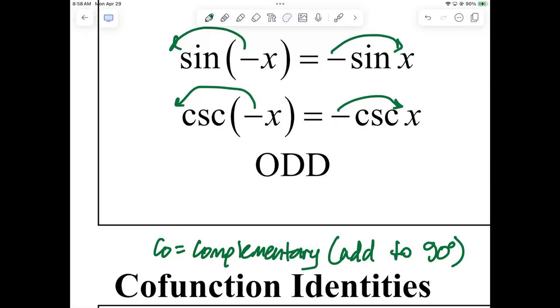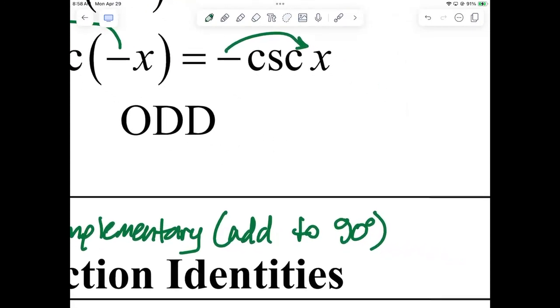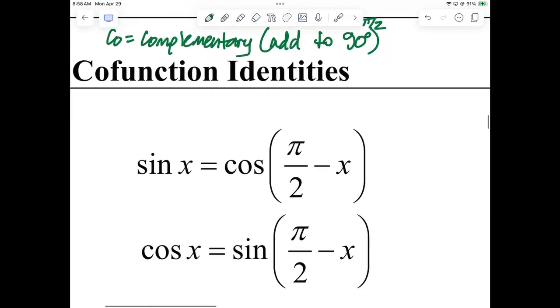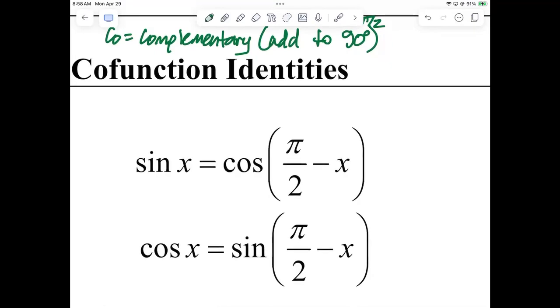What would be the complement of 10 degrees? 80 degrees. So if you have one angle, you just do 90 minus the given angle to get its complement. Well, instead of using 90, we're going to be using pi halves, since 90 degrees is pi halves radians. So here we go. Sine of x is equal to the complementary function cosine of the complement of the angle x. How do you find the complement of angle x? Pi halves minus x.